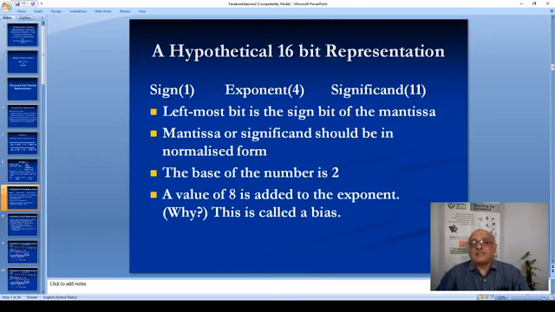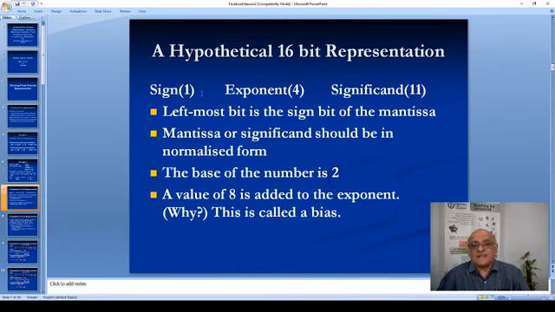Okay, so let's go to an actual hypothetical 16-bit representation, and with that representation we will try to explain the philosophy behind it. Now there will be one or two more concepts coming up. Significand and mantissa are one and the same thing, but we are going to add another concept called bias. So let's look into the representation now.